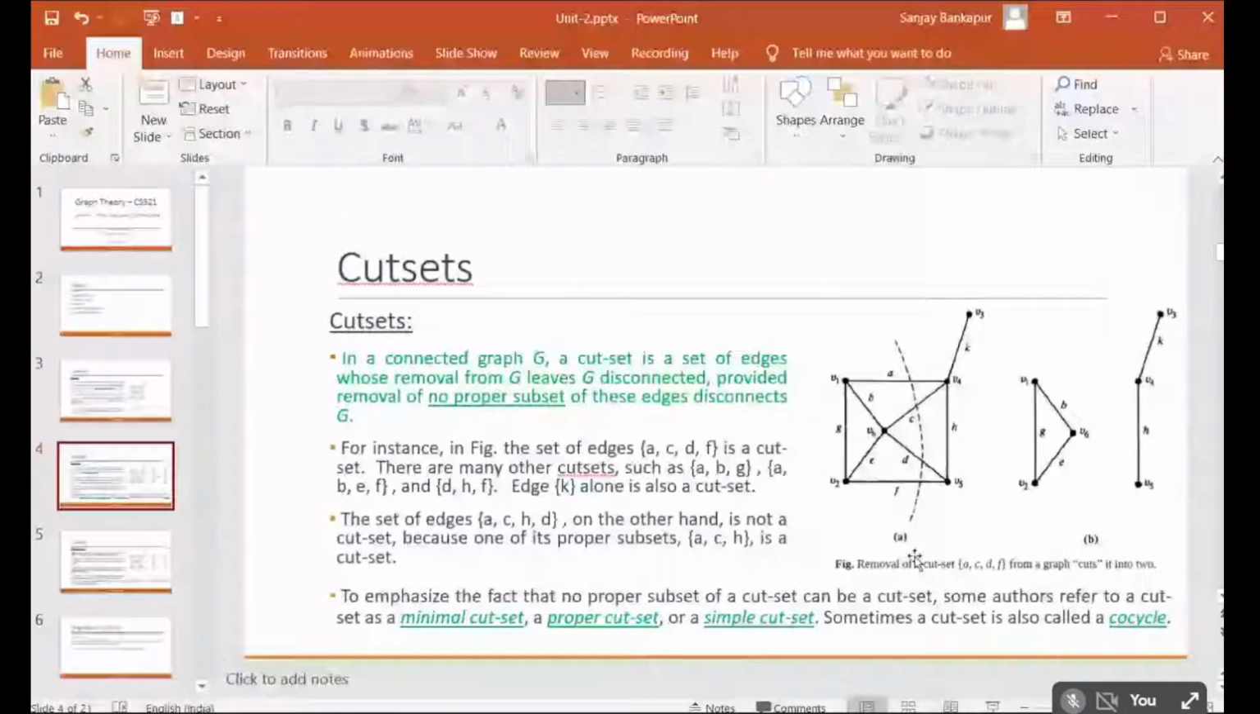Okay. Any queries on this cut set? The idea of a cut set. We'll see why this cut set is important.